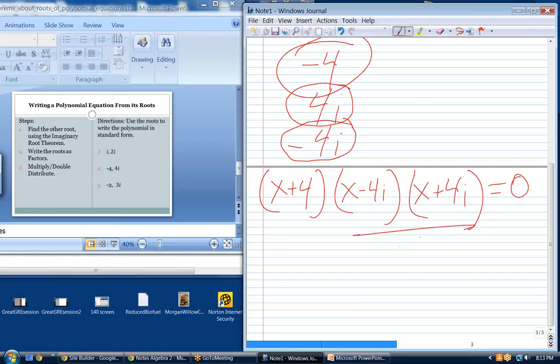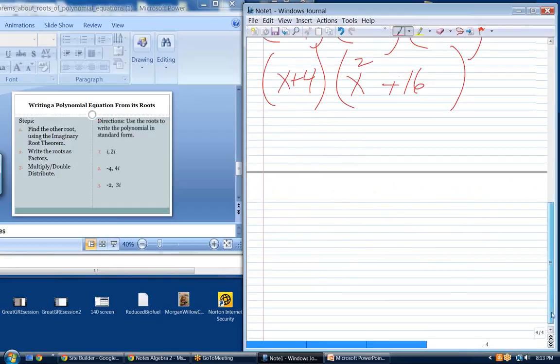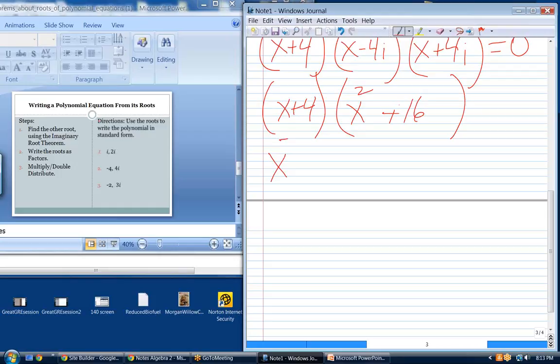Let's multiply those 2 together first because we know the i's are going to go away. Then x squared minus 16i squared, so x squared plus 16. Good. And now multiply that times that. x to the third plus 16x plus 4x squared plus 64.